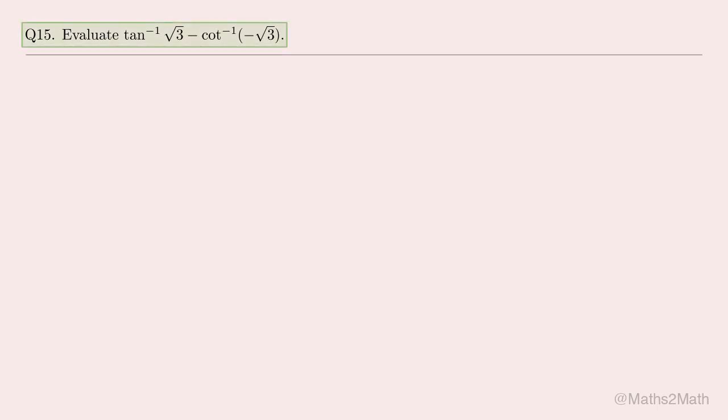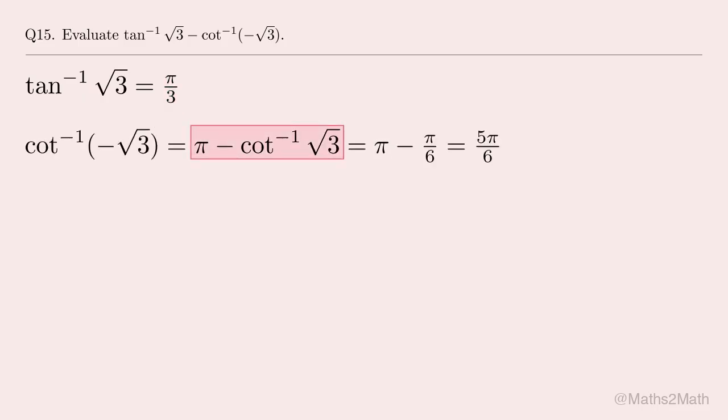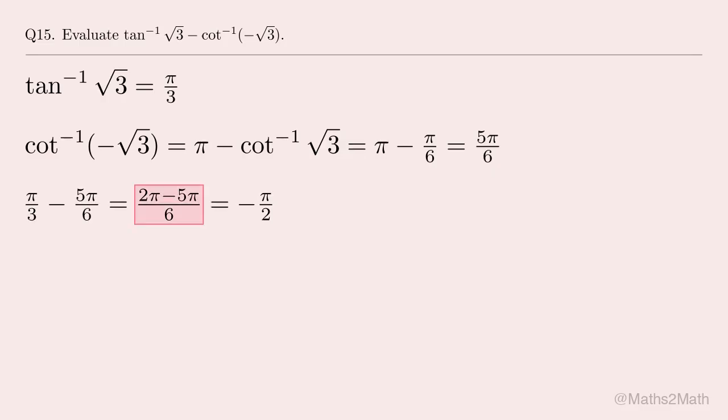The final question. Careful with the second term, cot inverse of a negative number. Tan inverse of root 3 is pi by 3. Cot inverse of minus root 3. The branch is 0 to pi, so it is pi minus cot inverse root 3, pi minus pi by 6, which is 5 pi by 6. Subtract, pi by 3 minus 5 pi by 6 is minus pi by 2. That completes exercise 2.2.